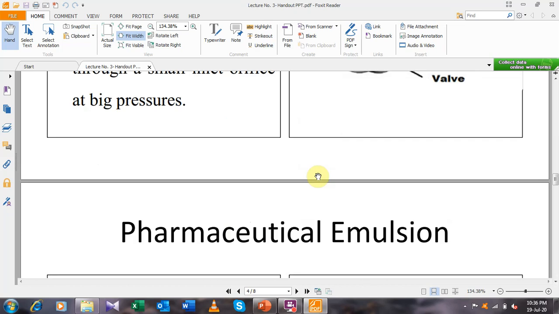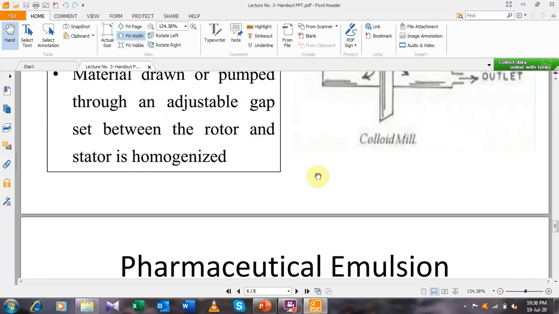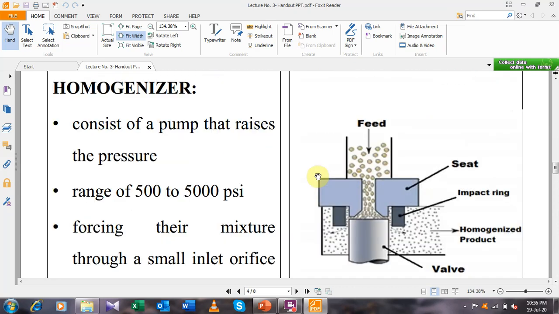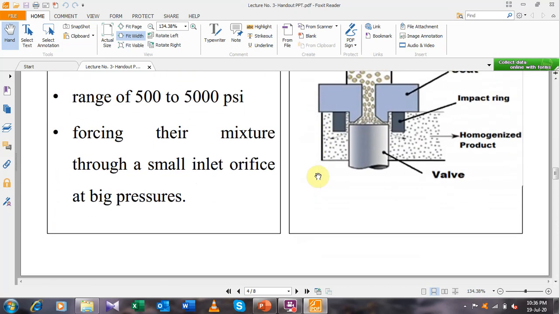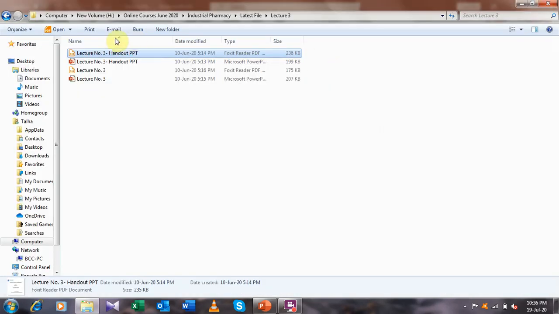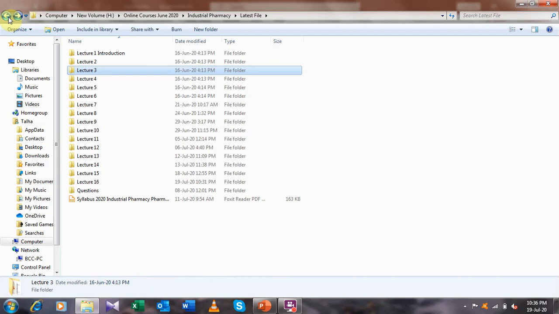We have discussed in detail, along with the labeled diagram, the colloidal mill, ultrasonifier, as well as the homogenizer. And that was the third lecture.